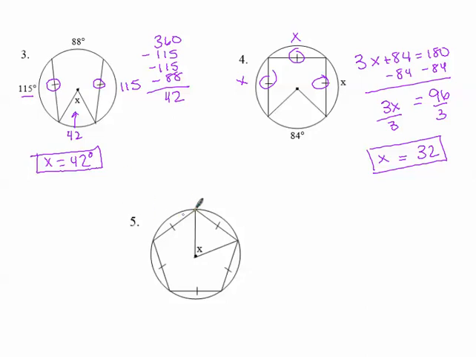Now finally, number 5. This is a central angle. It pops out. Now I have all these congruent arcs, so I can put x's there. So how many x's do I have? I have 5 x's. And all together in a circle are 360 degrees. So I'm going to divide both sides by 5, and I get x equals 72.